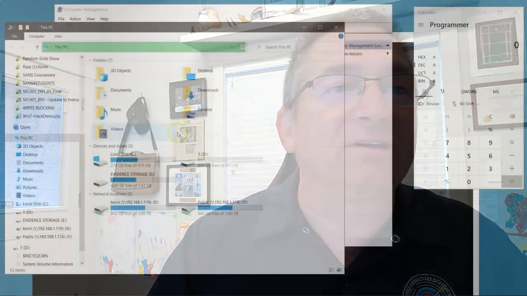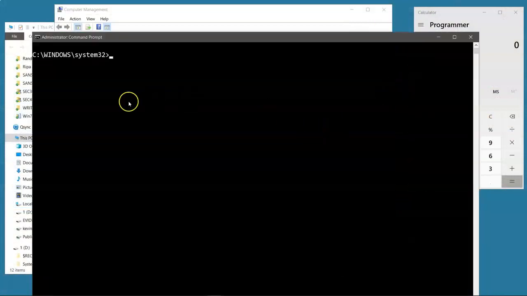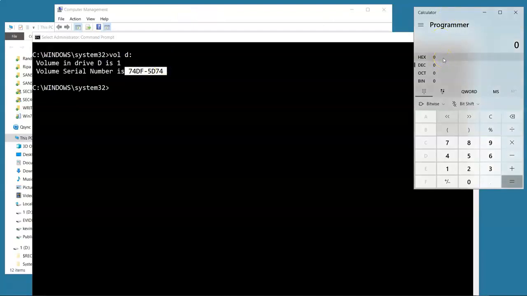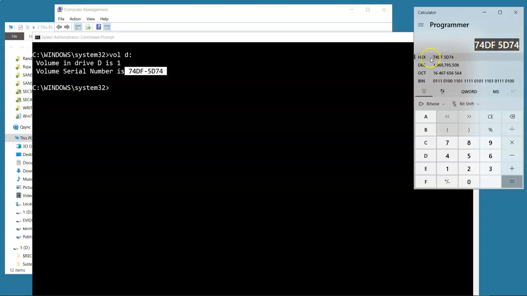At any rate, let's have a look at this volume serial number. So I have a drive plugged into my system, and if I want to look at the volume serial number, I can just go vol and then my drive letter, and it shows me here 74DF5D74. And of course, if I come to a calculator, by the way, in the registry, this is not in hex, it is in decimal. So this hex converts to this in decimal. Both of these mean the same thing.